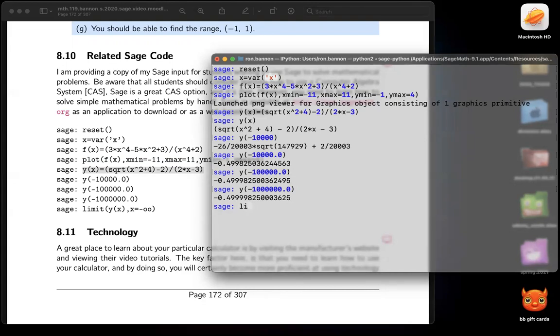Now, in class we mentioned the word limit, and I'll put this down for you. And I want to know the limit of y of x as x goes towards infinity.